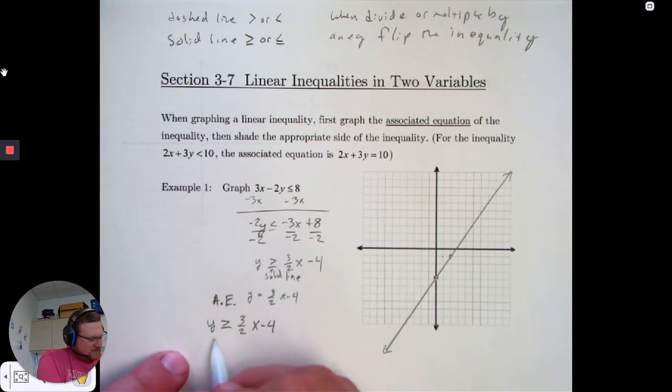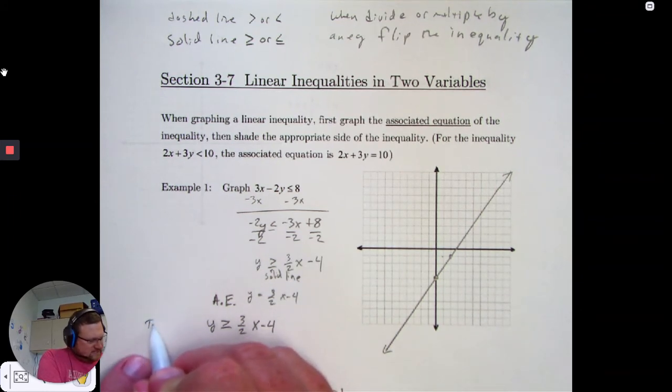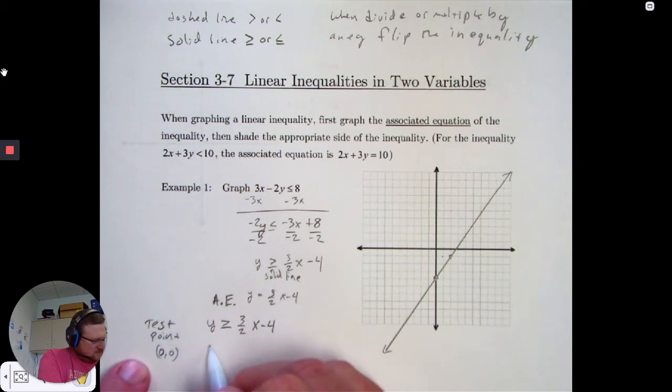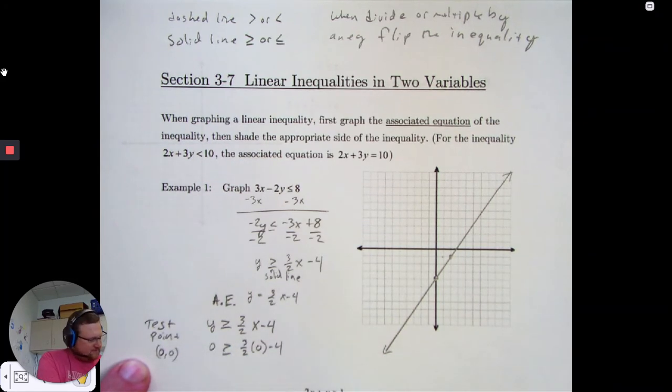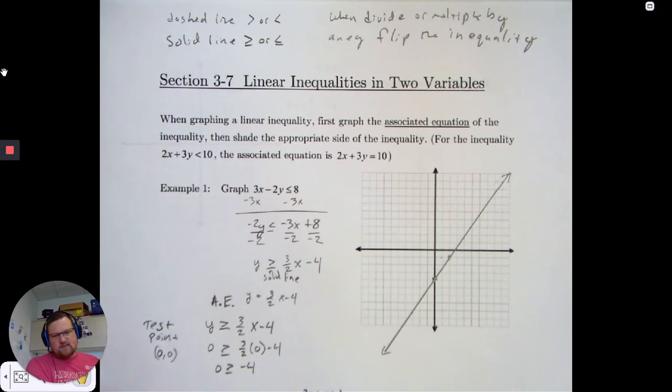So I'm just going to pick a point. I'm going to put in the point to test. So my test point is going to be 0, 0. So this is 0 greater than or equal to 3/2 times 0 minus 4. Is 0 greater than or equal to, well, that's 0. 0 minus 4 would be minus 4. So you have to ask yourself, is 0 greater than a negative 4? Well, the answer is yes.